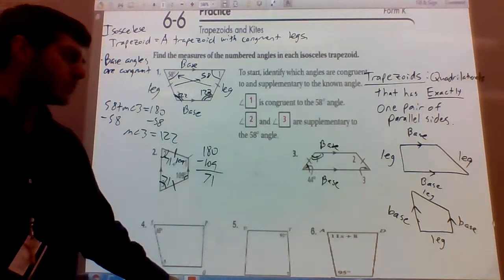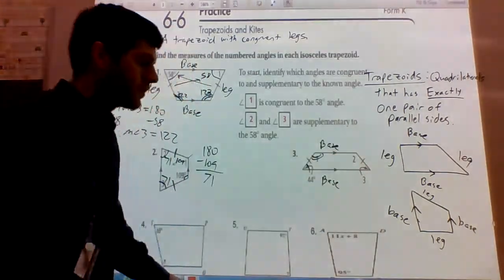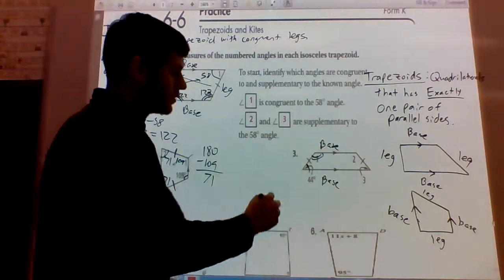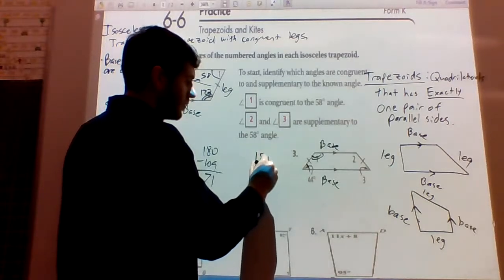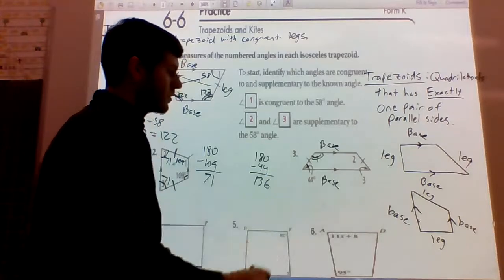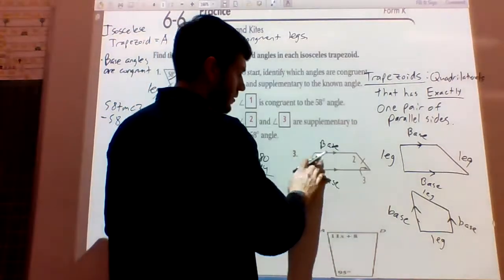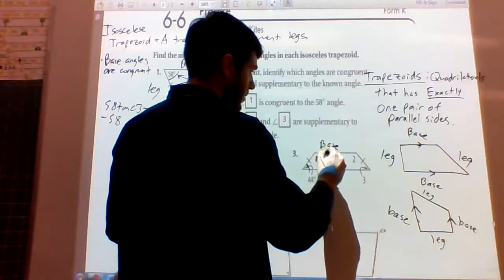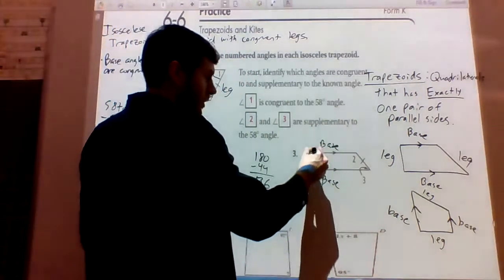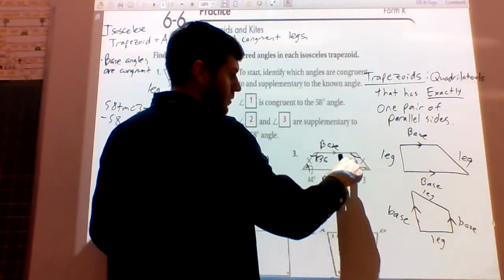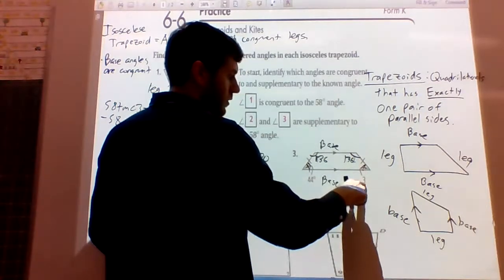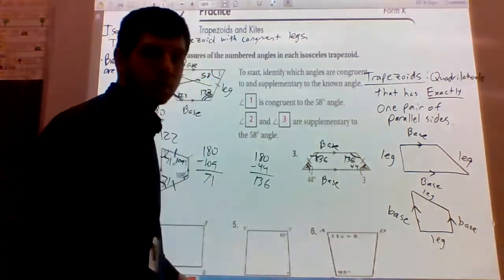The legs are the opposite sides. So again, we have congruent legs. So the consecutive angles between the bases are supplementary. So 180 minus 44 is going to give us 136. So this angle is 136, which means angle 2. Base angles are congruent in isosceles trapezoids, which means this one is also going to be 136. And angle 3 here is going to be 44 degrees.